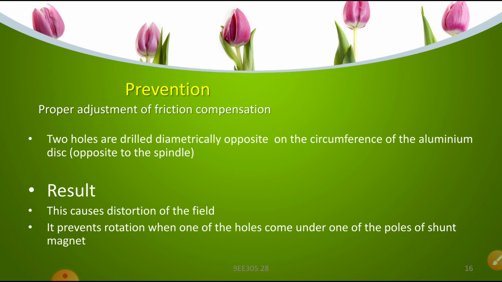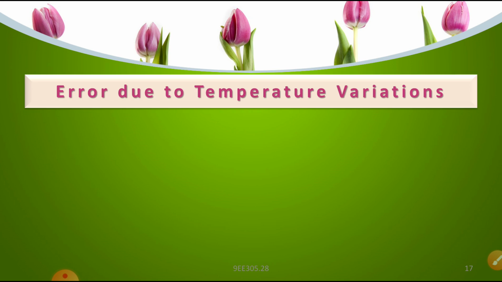So the disc is continuously rotating. Once the hole portion comes exactly near the shunt magnet, what will happen? There is a distortion of the field. So this can avoid the driving torque, the deflected torque magnitude. Then we can avoid this creeping. Okay, so we will see in detail next class.